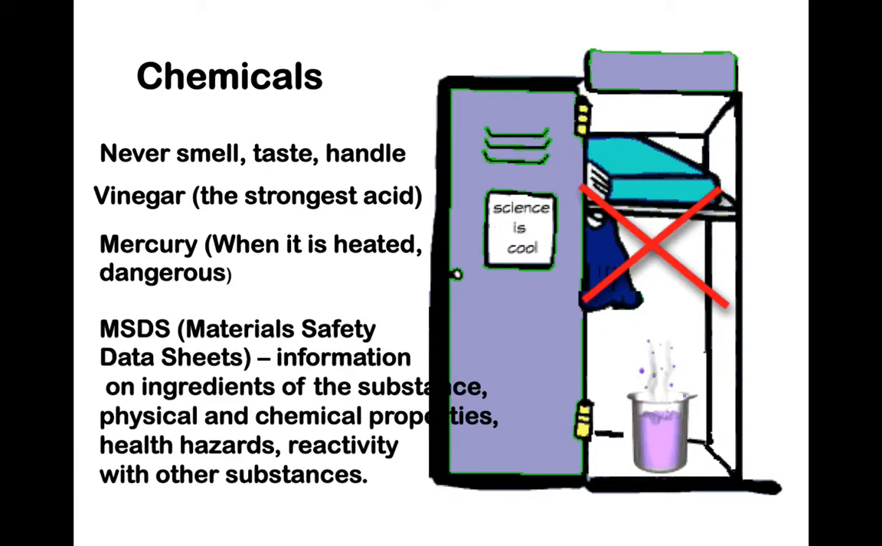When you have chemicals in your science lab, you need to check the MSDS. MSDS means Materials Safety Data Sheets. This MSDS gives information on the ingredients of a substance, physical and chemical properties, health hazards, and reactivities with other substances. So, before you use chemicals, you better check the MSDS for protection and for safety.